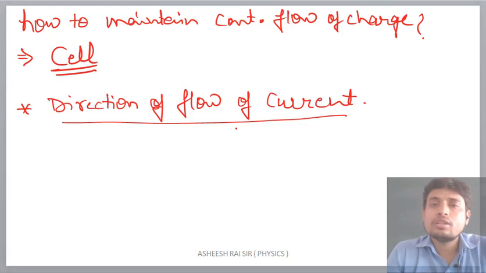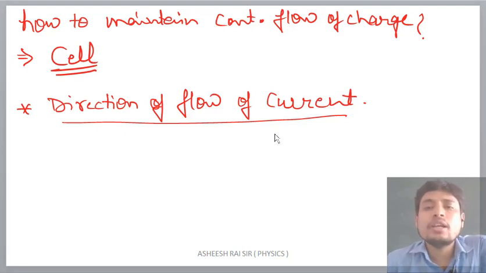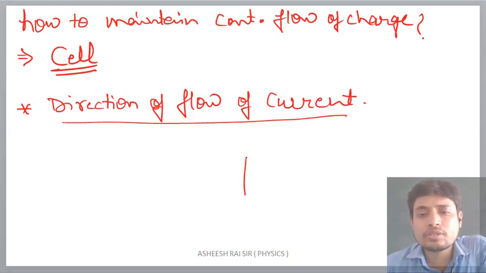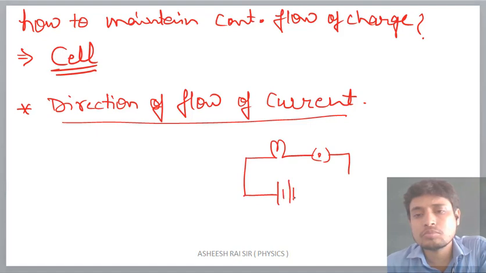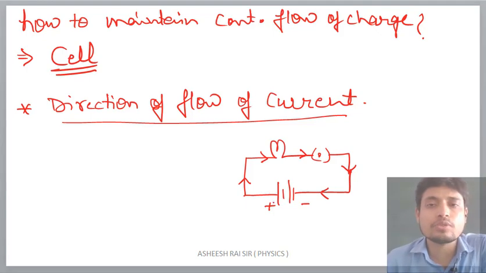Simply you can say the electric current will flow, suppose this is a circuit. This is the positive terminal, this is the negative terminal. So the electric current will flow from the positive terminal towards the negative terminal of the battery or cell. So this is the direction of the flow of current.